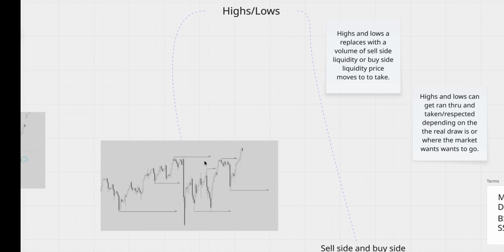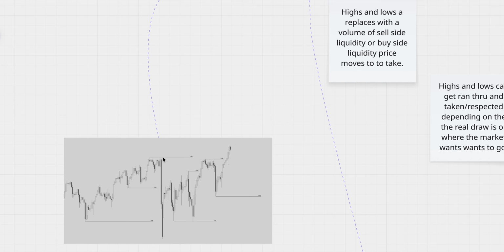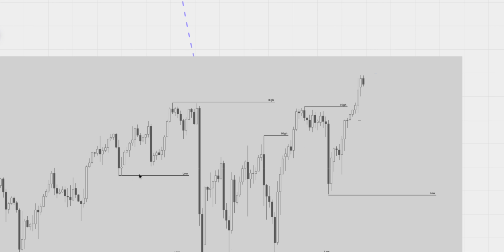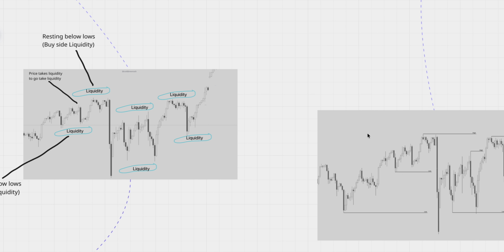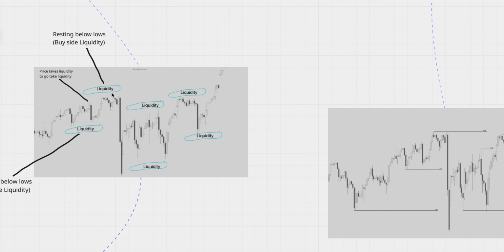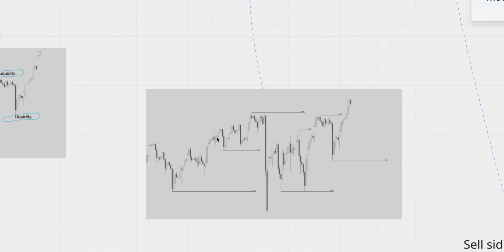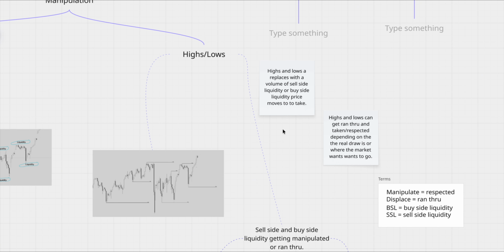All right, next thing with manipulation is highs and lows. Highs are basically just the high of a candle, as you can see right here. It's the top wick of it, and the low is the bottom wick of it. In the same range, it's just how we visually mark it out on the chart. So, liquidity, see here, it's how we visually see it and know that price either is drawing to it or taking it. Highs and lows can get ran through, or taken and respected, depending on what the real draw is or where the market wants to go.